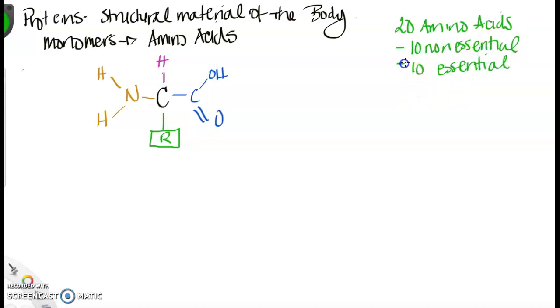So what do we mean by that? Well, essential means you have to get it in your diet. Non-essential, your body can make it, okay? But this part right here, this R group, whatever it is, it could be an oxygen and a hydrogen or whatever it is over there. That's what makes it what it is. All amino acids have this structure. Let's put it in red here. So all aminos have this, and where they are different is in the R group.